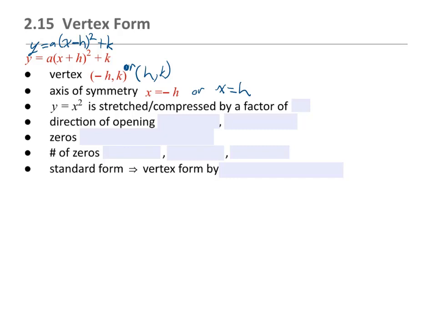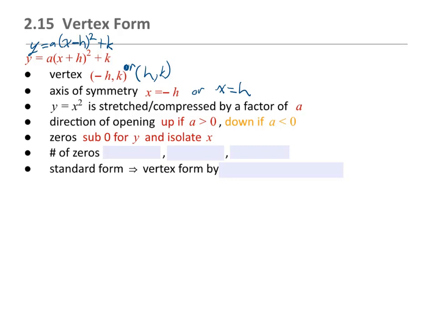y equals x squared is stretch or compress by a factor of a. So that doesn't change. Direction of opening, well, that depends on the a value. Up if a is positive, down if a is negative. Your zeros, you sub in 0 for y and isolate x. So to do that, you're basically going to expand and simplify and solve for x.